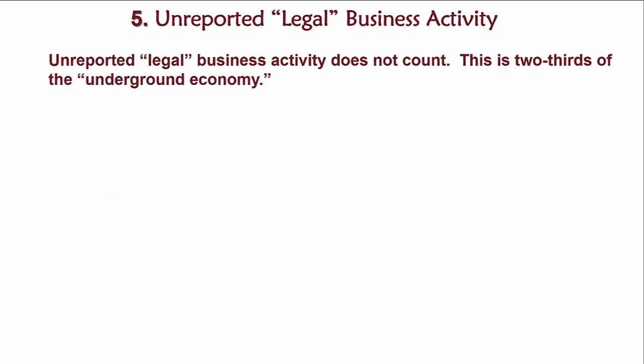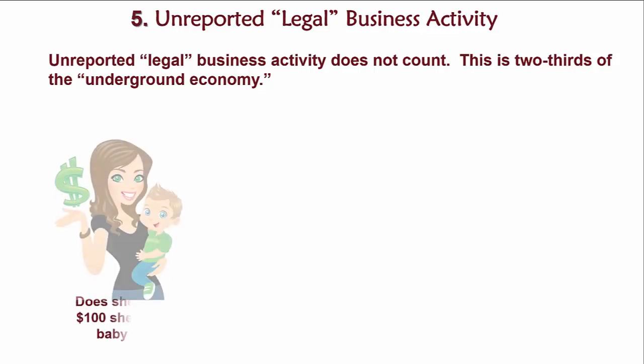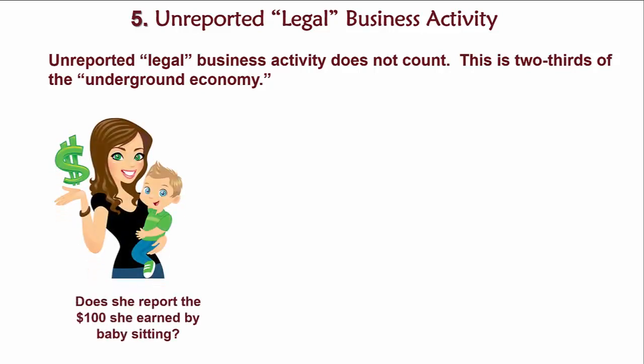Number 5, unreported legal business activity. So this is actually a huge part of our economy. It's close to $1 trillion a year, and it's things that people do for cash payments that they don't report. So for example, this girl just earned $100 babysitting. Is she going to report that? Probably not. Therefore, it won't get counted in GDP.